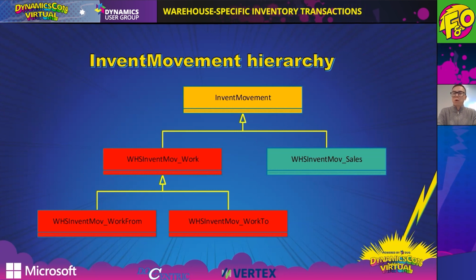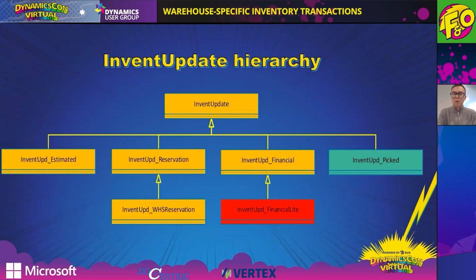All the classes related to sales, purchase, and all other transaction originators, if you have any customizations on them, will be functioning just fine. So there are no changes to that. And the same applies to the InventUpdate hierarchy. Certain classes are specific to warehouse, like InventUpdFinancialLight. Many classes are reused in warehouse scenarios and non-warehouse scenarios. They are marked in yellow. And certain classes have absolutely nothing to do with the warehouse, like InventUpdPicked.